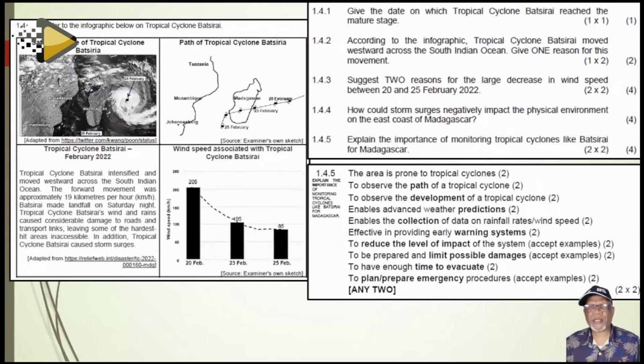Okay, let's look at a few activities on a tropical cyclone. Here is the first question.